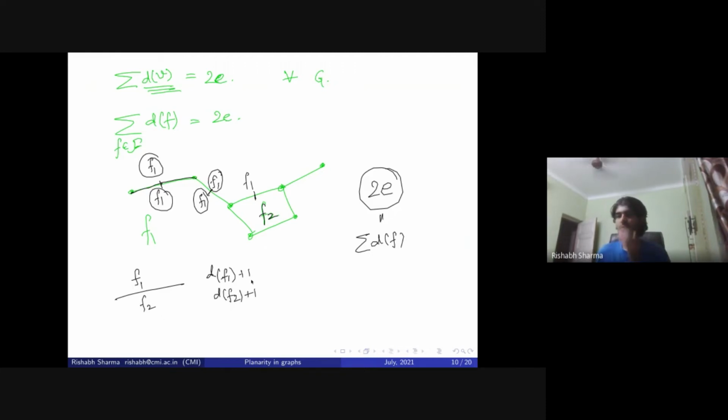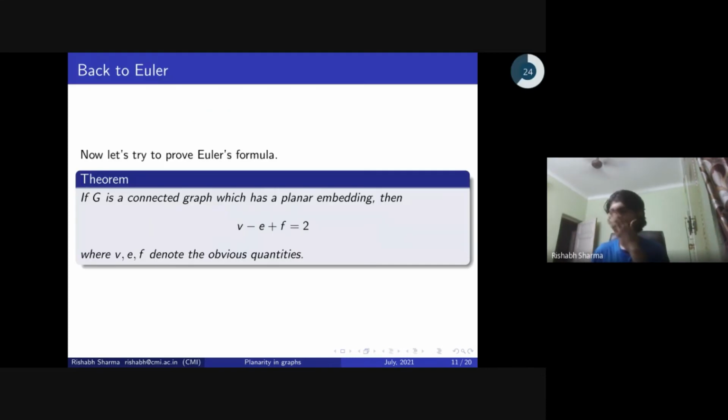Yeah. So if I just sum all the degrees, any edge contributes 2 to that sum. So twice the number of edges equals the sum. Is that clear to you? Yes. Okay. Cool.